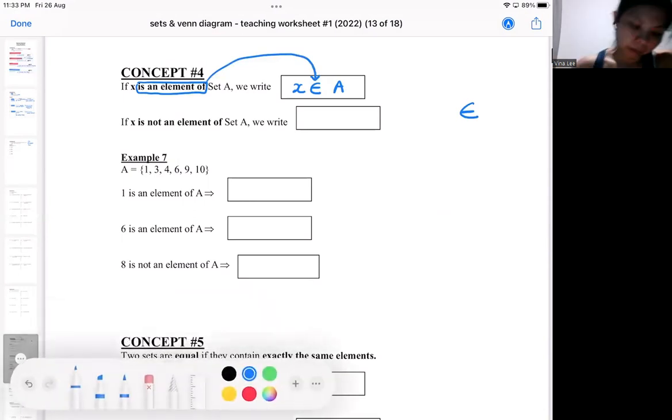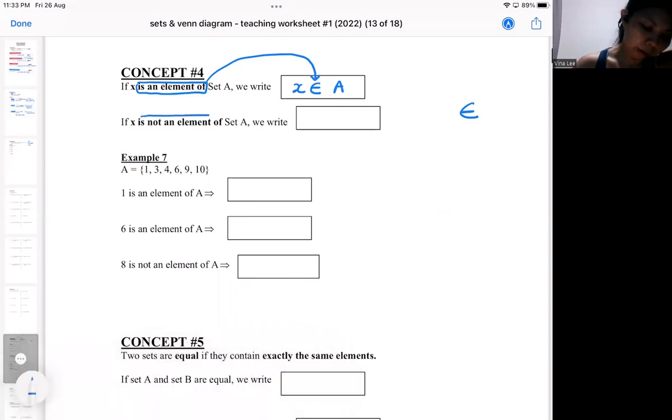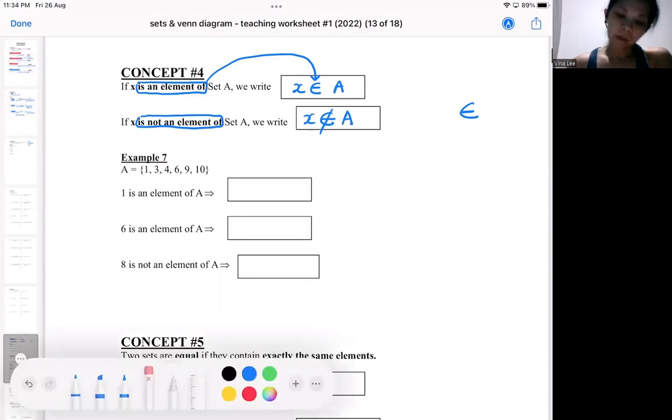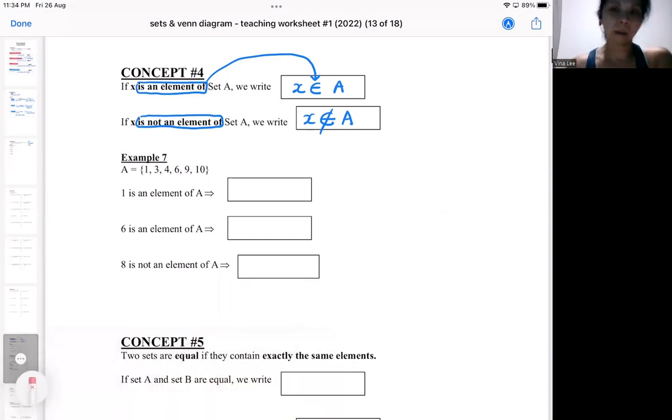If X is not an element, the simple way is writing it with a dash over it. You cross it out. If you cross out, that means it's not an element. I'm going to show you a basic idea. There's one confusion with this symbol.